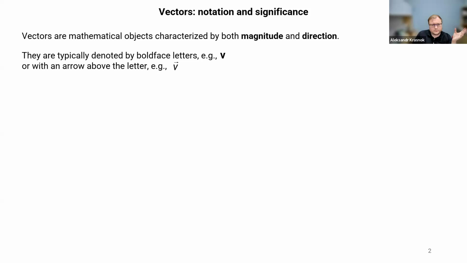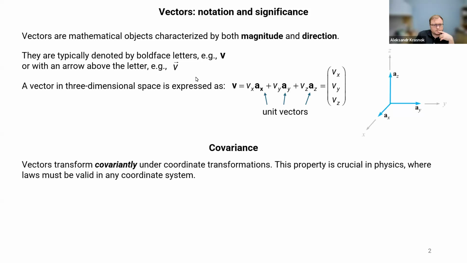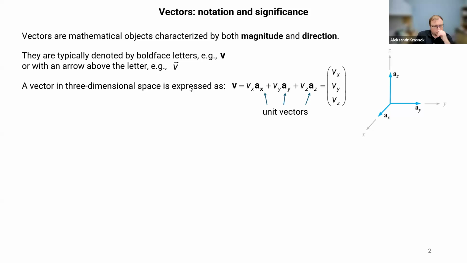Usually we denote vectors by these boldface letters like this, or with a little arrow on top of the letter. We probably will use both ways. An important point about a vector is that it is a physically existing object, like a velocity or electric field. It is something that exists regardless of the coordinate system we use to describe the vector.